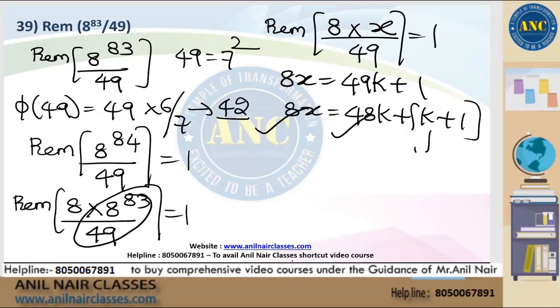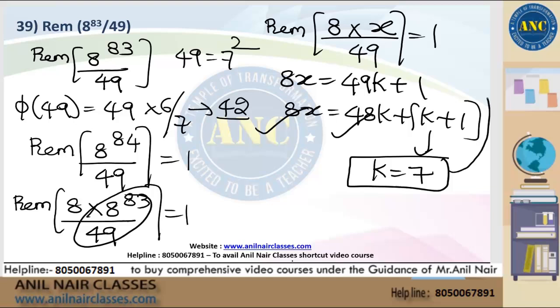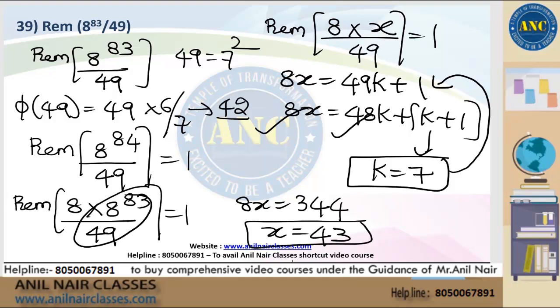Divisible by 8, divisible by 8. k plus 1 should be divisible by 8. k is 7. So 8x will become 49 sevens are 343 plus 1, 344. x is nothing but 43.